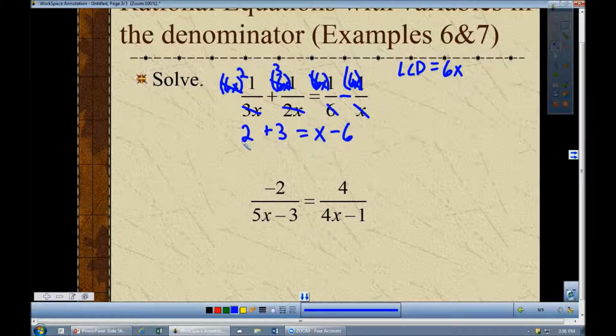This turned out to be a very simple equation. 5 equals x minus 6. Add 6 to both sides of the equation, and we'll see that x has to be 11.